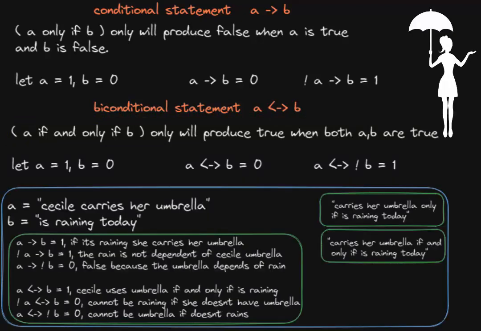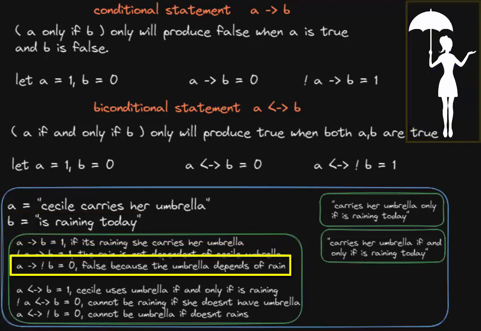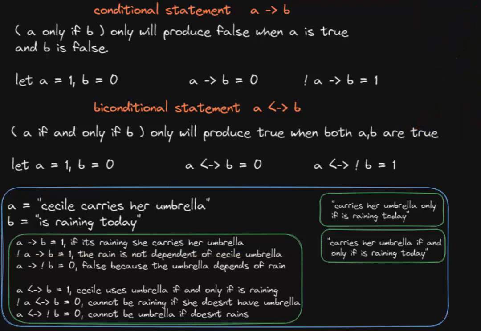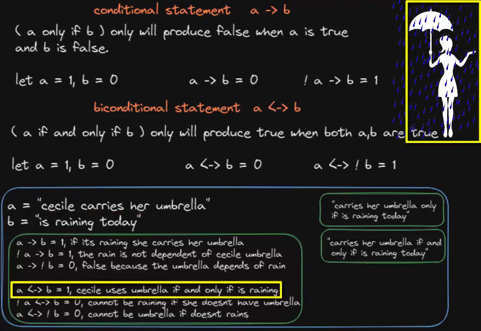By example, a girl with an umbrella. A is the dependent statement and B is independent. She can be without her umbrella and it still rains. But Cecile never will be with an umbrella without rain. In the second biconditional, the 2 statements are interdependent, so the only way it becomes true is if it's raining and she holds her umbrella.